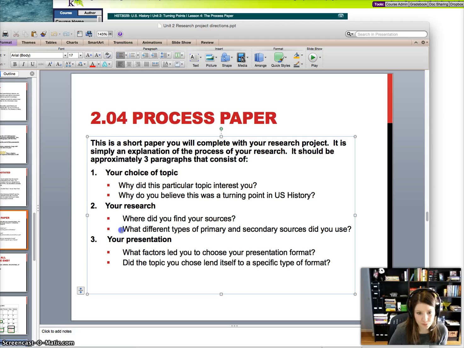So where did you find your sources? And then also, what different types of primary and secondary sources did you use? So we will see your annotated bibliography. Remember, that's going along with your project. Okay, but this is giving us a little bit of a different insight.